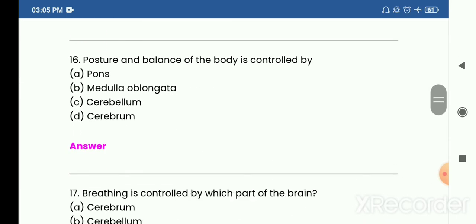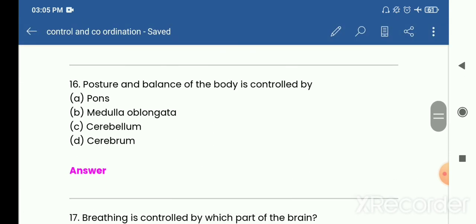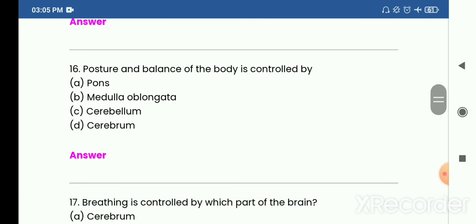Next, posture and balance of the body is controlled by pons, medulla oblongata, cerebellum or cerebrum. So here option C. Just now I told you that balancing, or posture and balance of the body, is generally controlled by cerebellum. So here option C is the correct answer.